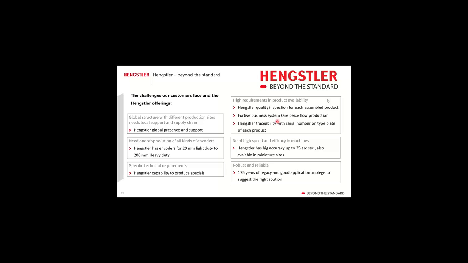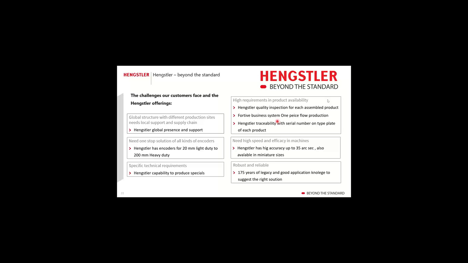When you talk about productivity, you have to consider the high quality of the products which you use. We follow a business system called FBS, and one of the key features is one-piece flow production. Each encoder which comes to you is singularly produced and tested, so we don't have batch testing. This enables us to reduce defects.